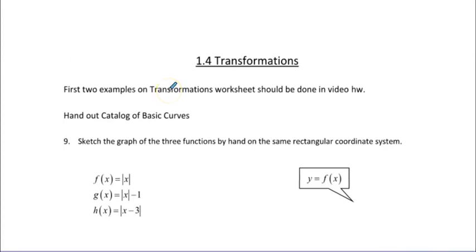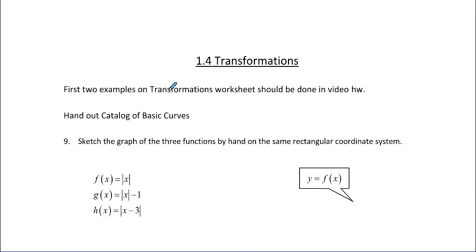All right, guys, we are working on 1.4 transformations. I wanted you to look at this video before class. Hopefully it'll help us quicken the pace in class and work through that. So let's get to it.